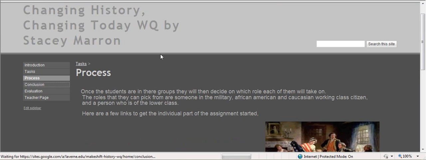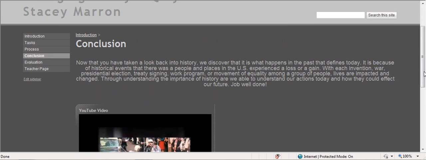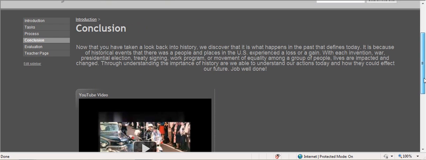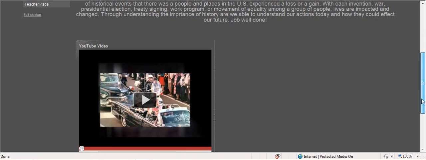The next page of the WebQuest is the conclusion page. Now that you've taken a look back into history, we discover that it is what happens in the past that defines today. It is because of historical events that there were people and places in the U.S. that experienced a loss or gain. With each invention, war, presidential election, treaty signing, work program, or movement of equality among a group of people, lives were impacted and changed. Through understanding the importance of history, we are able to understand our actions today and how they could affect our future. Job well done, students.